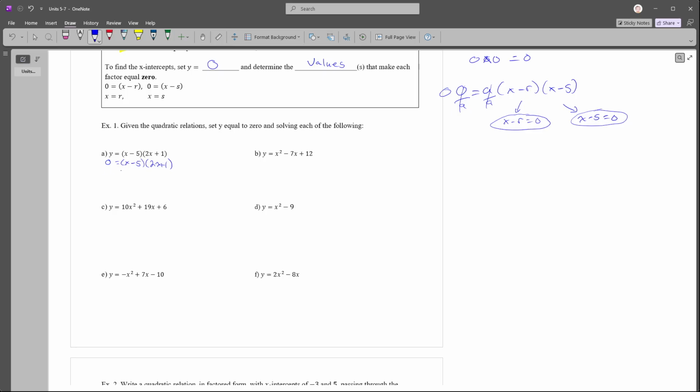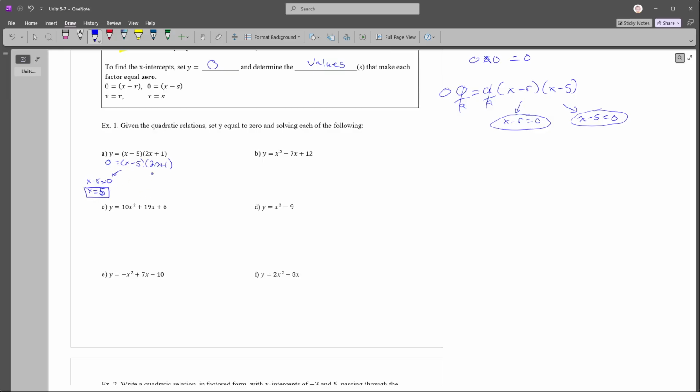So I'm going to take the first one, x minus 5. I'm going to say x minus 5 is equal to 0. Well, if I want to get rid of that 5, I have to bring it over to the other side. So to do that, I have to add 5 to both sides. So I end up with x is equal to 5. Makes perfect sense.